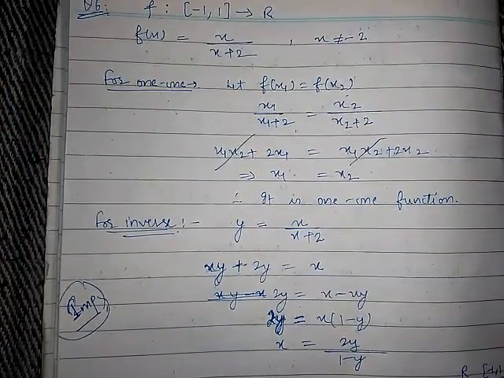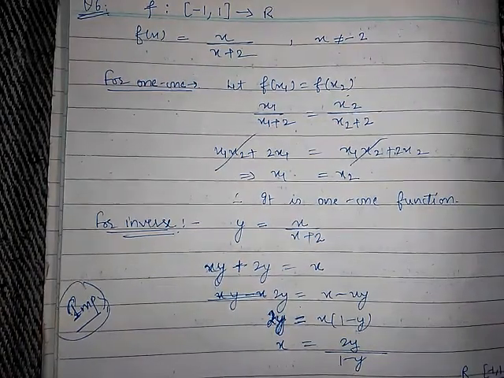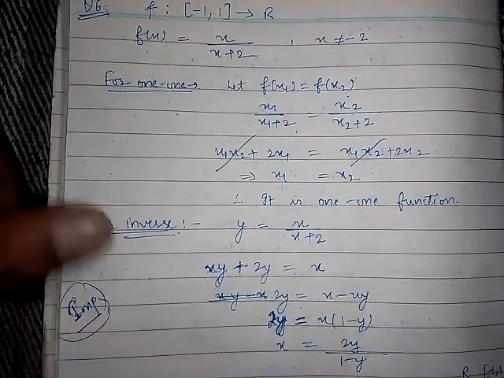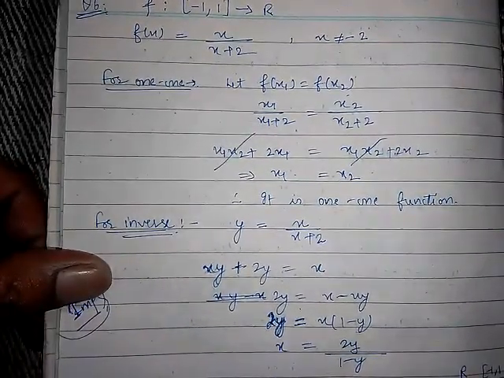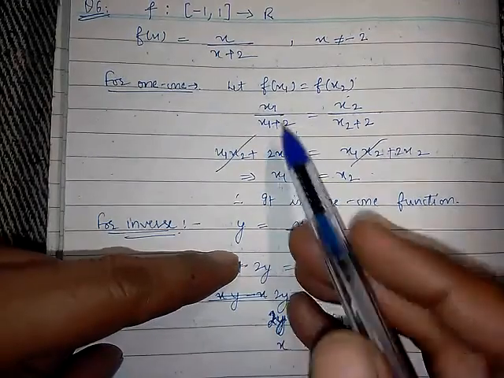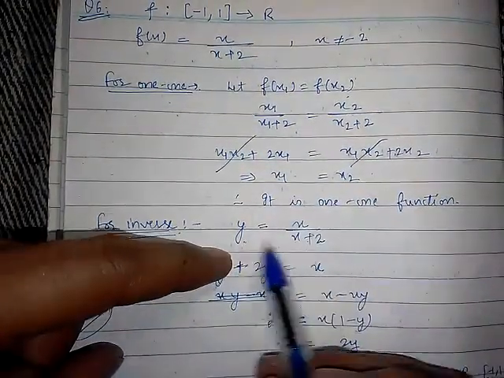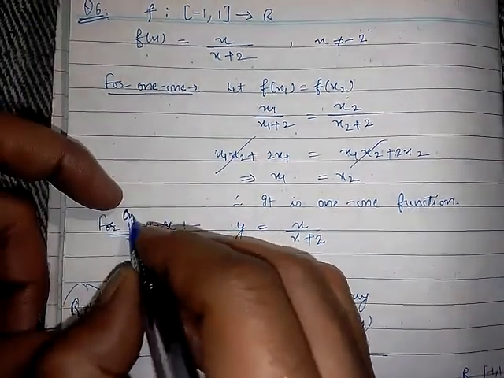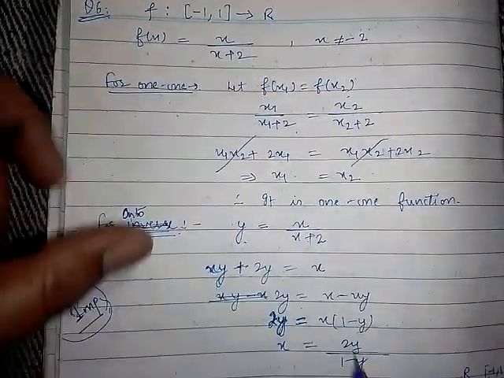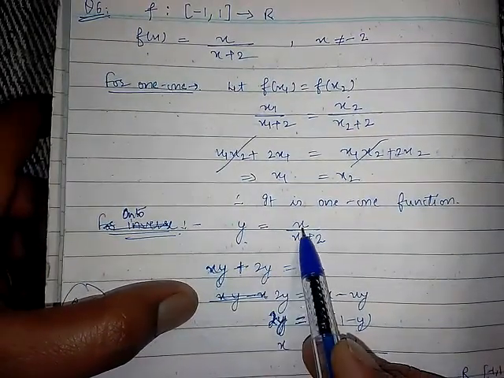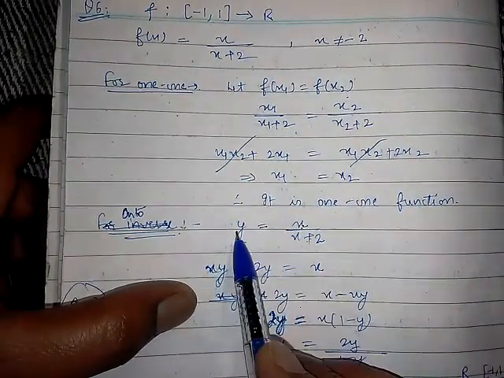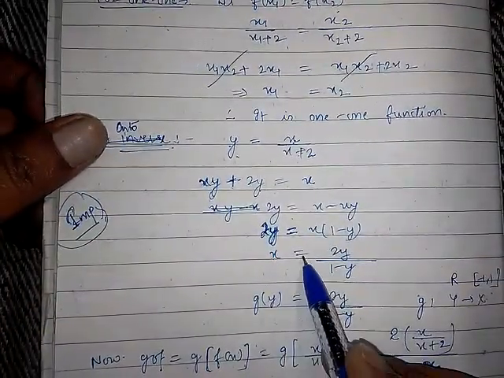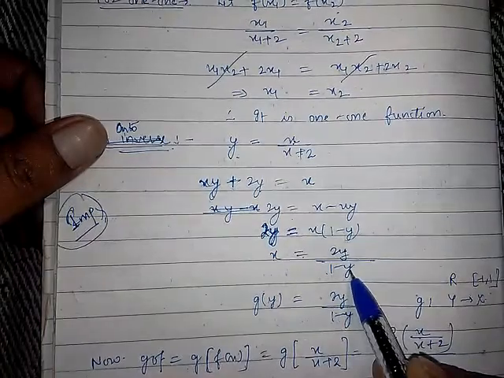After that, for onto function, we will suppose the given function is equal to y. We will keep it in terms of y, not for inverse. This is for onto. So we will find out the value of x in terms of y. Now after simplification, you will come to know that x will be equal to 2y upon 1 minus y.